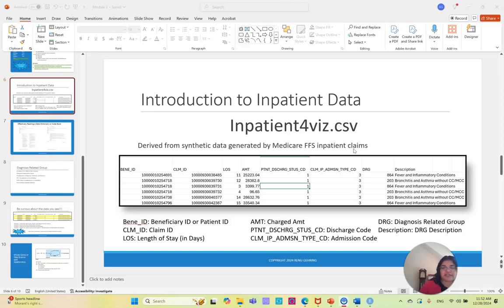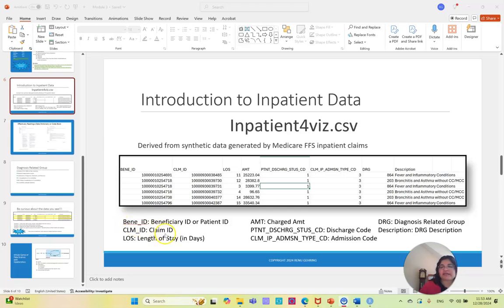Okay, back to our data set. The one that I have created from a very complex Medicare FFS inpatient file is simple, but it's not dumbed down. It has real concepts. I'm just choosing to focus on some very key areas and key concepts. You'll see eight fields in it. You have BeneID, which is the beneficiary ID or the patient ID. Then you have the claim ID.